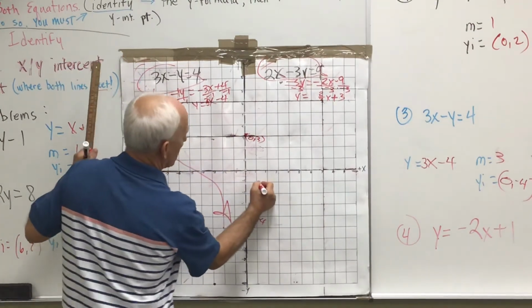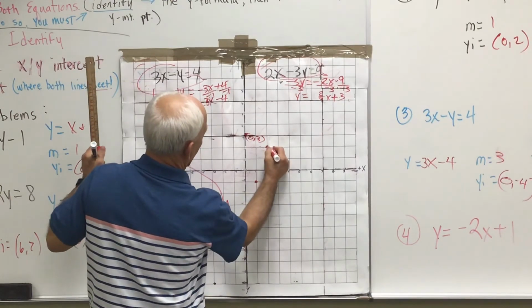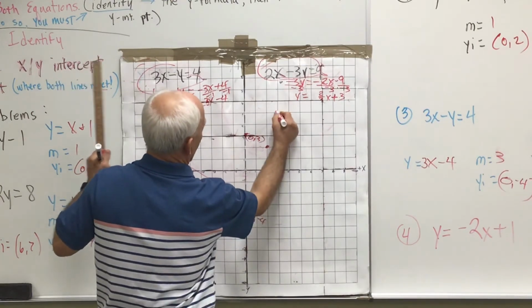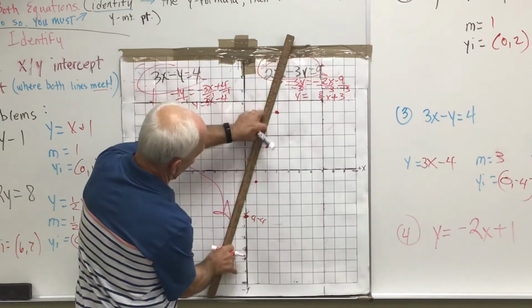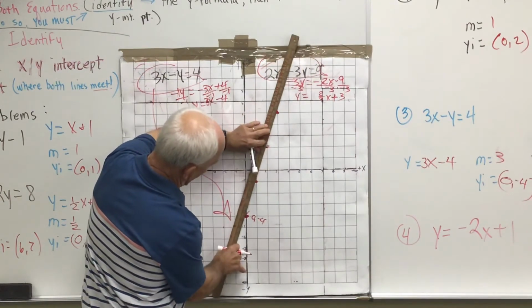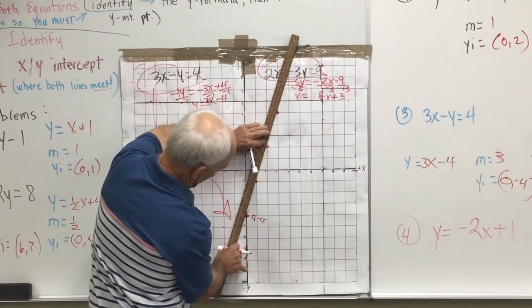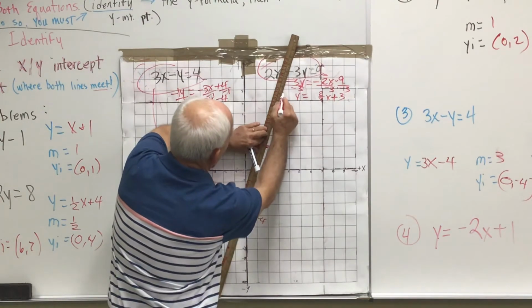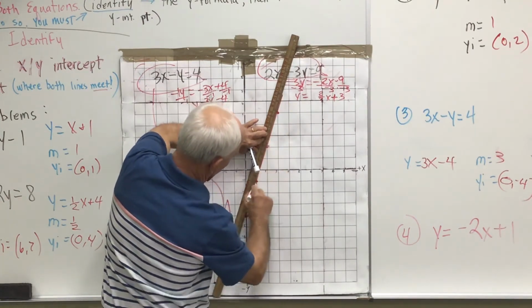There we go. Up 3 over 1. Now, that's a whole lot different line than the one I had, isn't it? So it's worth my while coming back and making sure that I did this correctly.